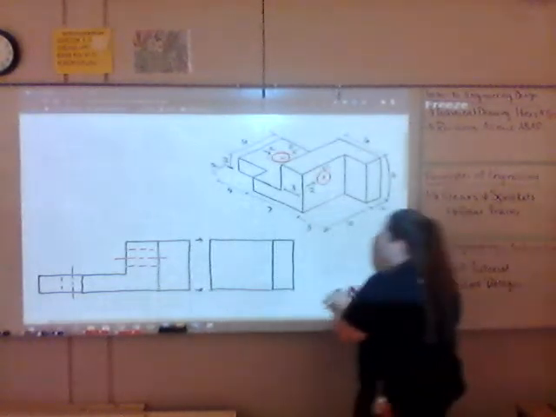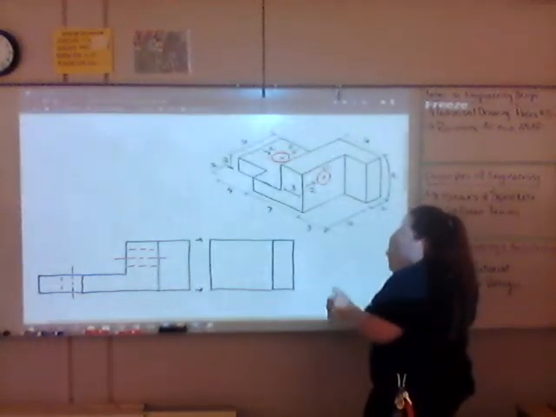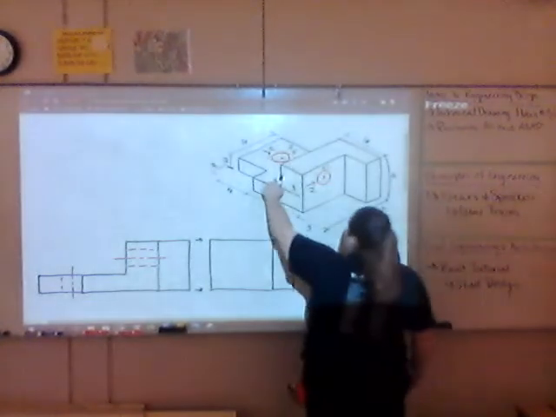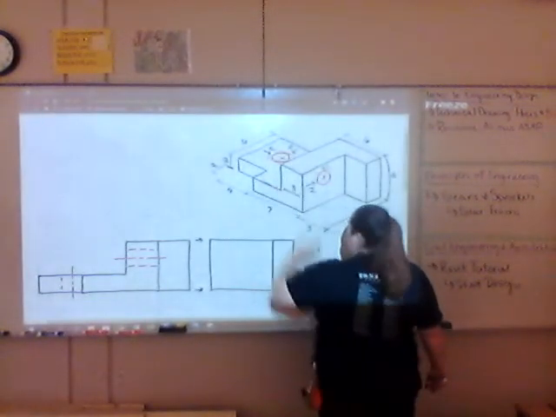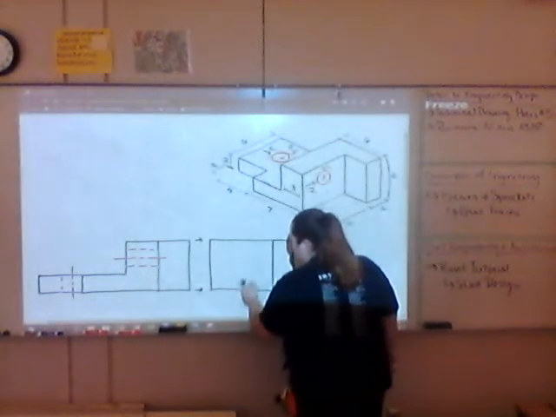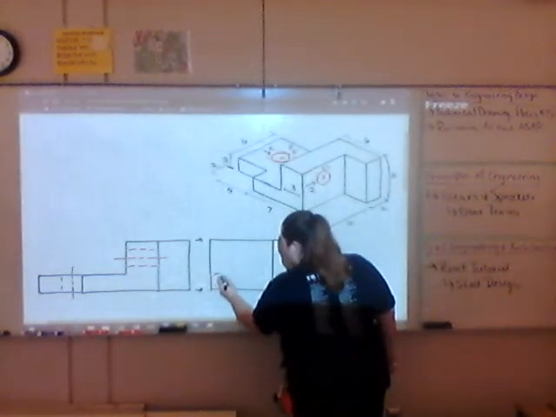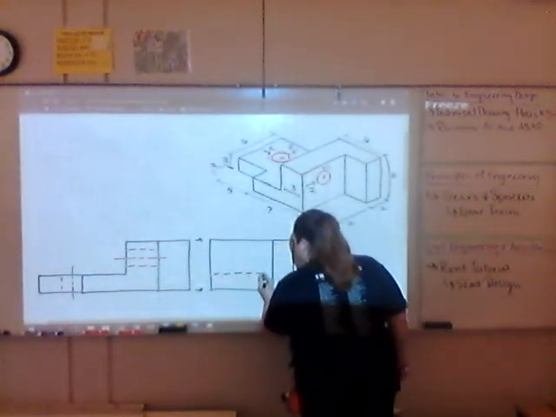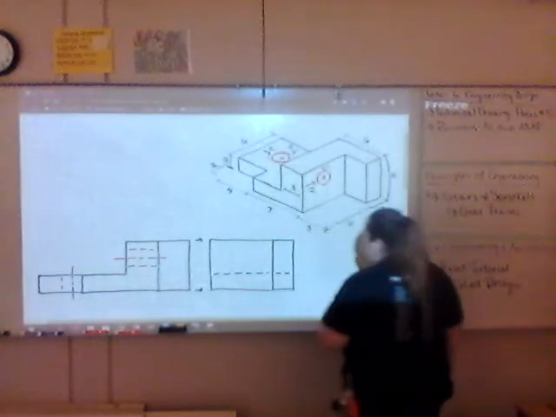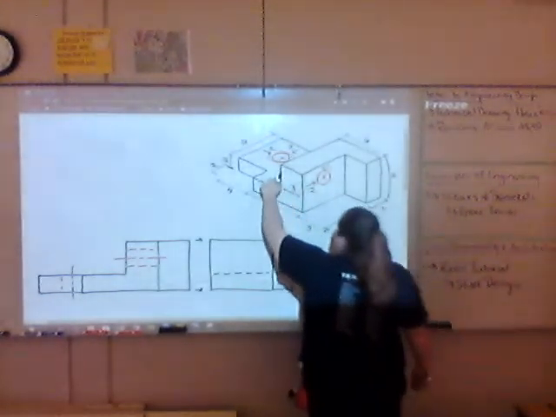All right, so from there, we know that this platform behind this upper is 2 high from the bottom. So it's 2 up from the bottom. It's going to be a hidden line that comes all the way across. Okay? That defines this whole plane.